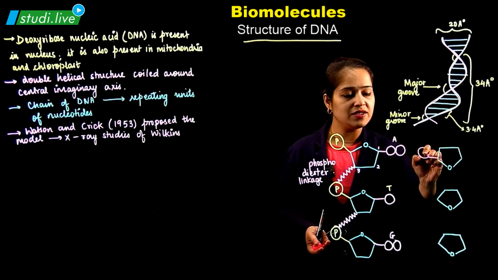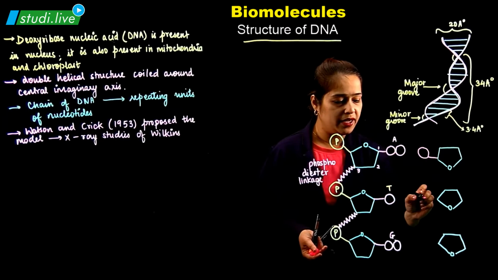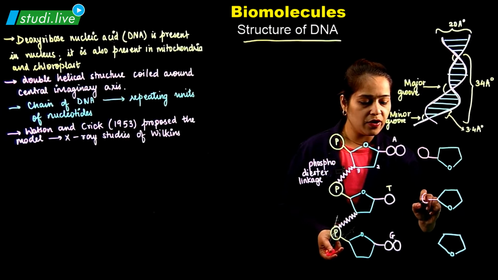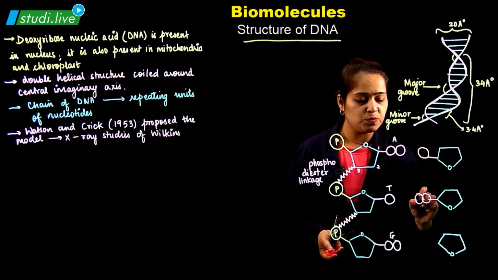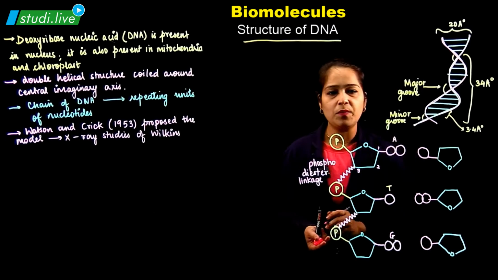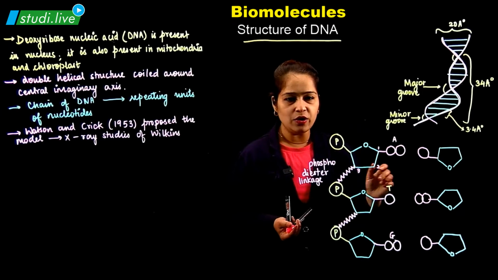Similarly, we can see over here, we have a double ring compound, which is purine. Here we will have a single ring compound, which is pyrimidine. Here we are going to have a double ring compound, which is called purine, so we will have a single ring compound, pyrimidine. So this is from the nucleoside.